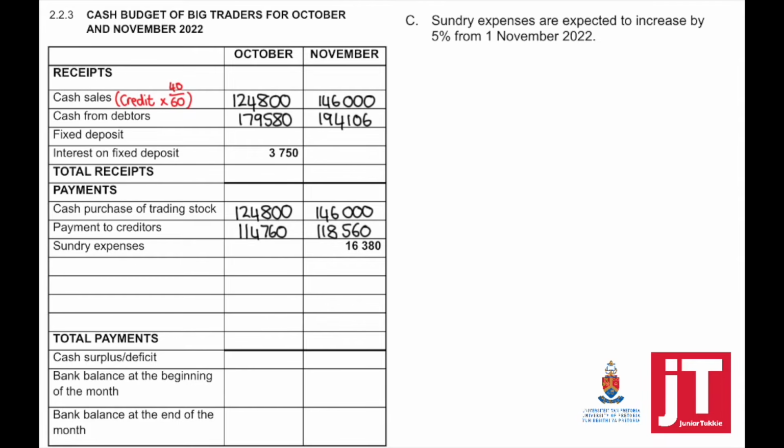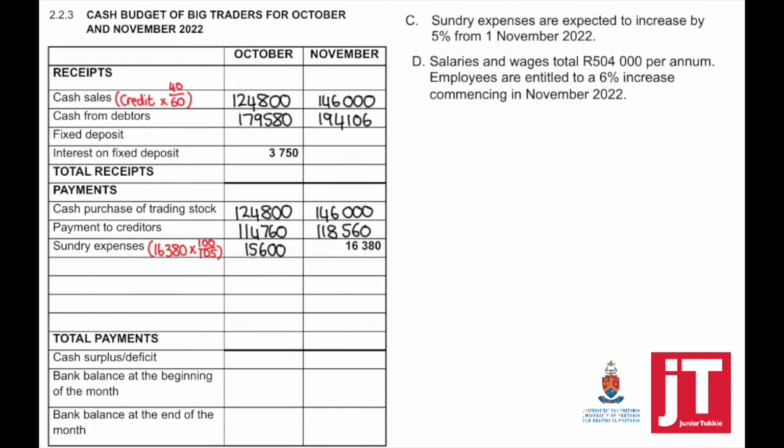Looking now at information number C, sundry expenses are expected to increase by 5% from the 1st of November 2022. So they've asked it now a little bit differently. By giving you the figures for November, it means I need to work out the figures for October. So it's working backwards. If a 5% increase was given, to work backwards, we need to take after the increase, which is 16,380, and then we're going to say times 100 divided by 105.